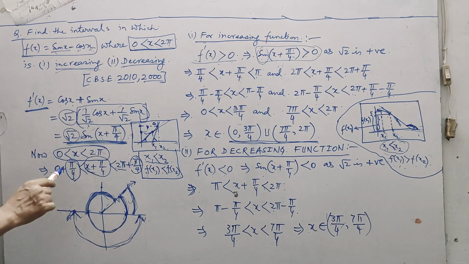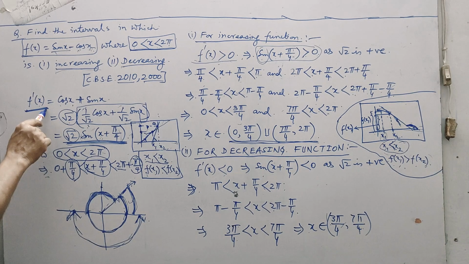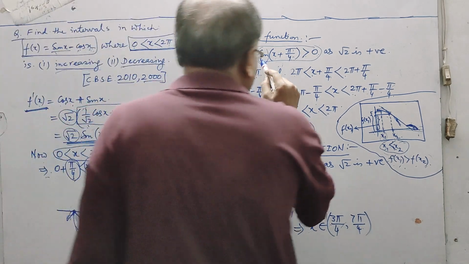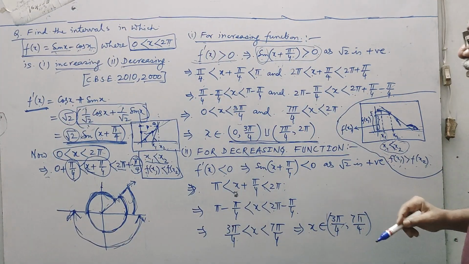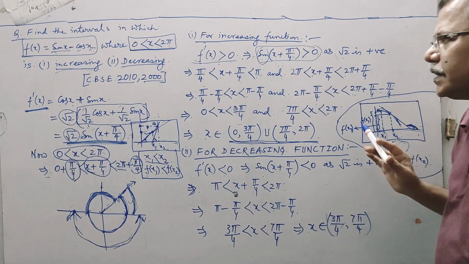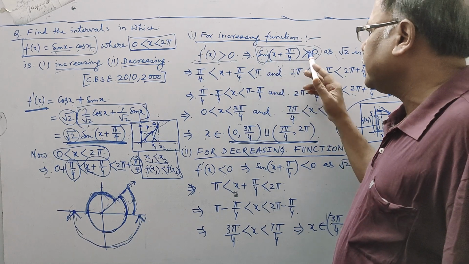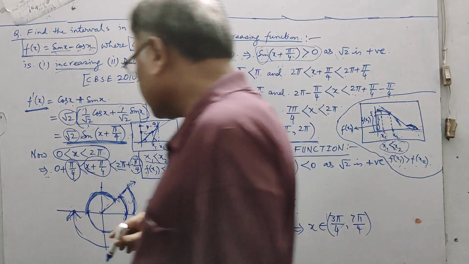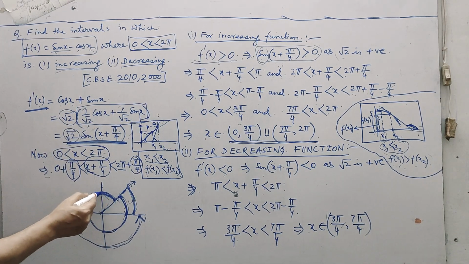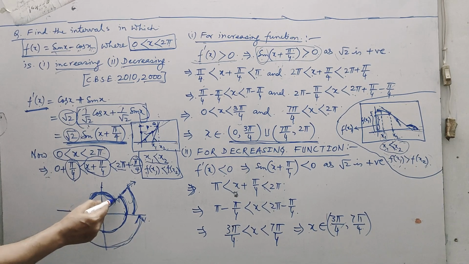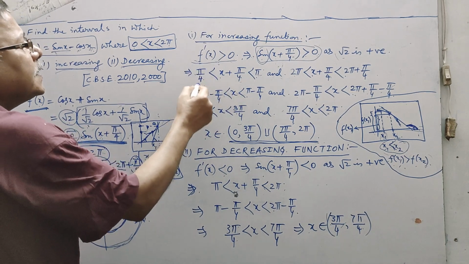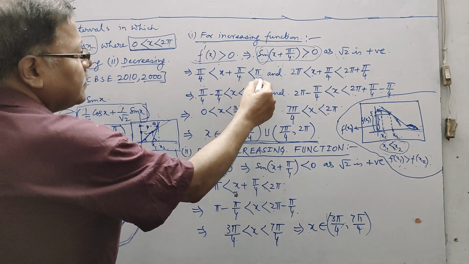Now you see, for f dash x to be positive, that is for the increasing function, f dash x should be greater than 0. That means sin of x plus pi by 4 should be greater than 0, because the root 2 multiplied over there will always be positive. I have already written it over here. Sin x plus pi by 4 is positive because the sine function is positive from the first quadrant up to this point, from here to here. So for that reason I have written x plus pi by 4 as greater than pi by 4 and less than pi.